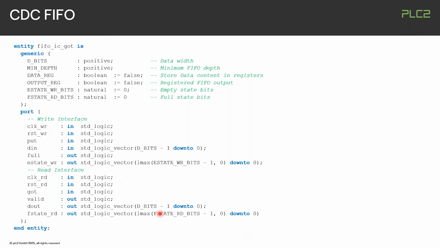So having a look at our FIFO IC GOT, it's a very similar interface. Certain features are not available in here, like implementing this with shift registers. So this is gone from the generic list, but otherwise the interface is very similar. It's only adding here a clock and reset on the reading interface side because it's cross clock, or independent clocks between writing and reading side.